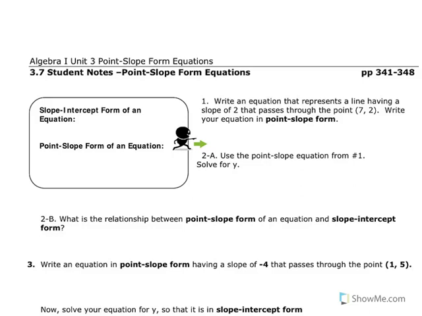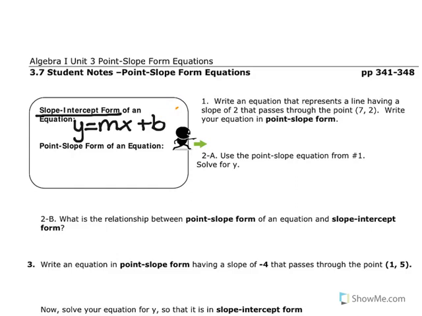This is 3.7 for Algebra 1, notes on the point-slope form of equations. So we're going to start off right here in the little call-out box on the left. I want you to remember from our previous lesson that slope-intercept form of an equation is y equals mx plus b. So if we know the slope and we know the y-intercept, then we can write an equation in slope-intercept form. But sometimes we don't know the y-intercept.